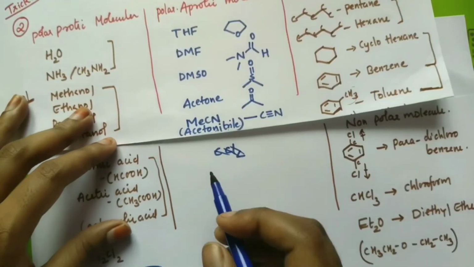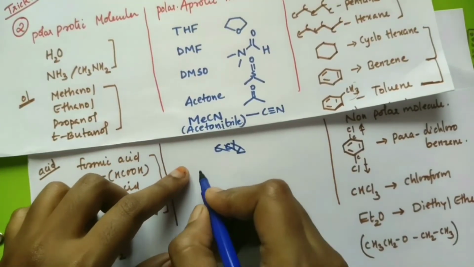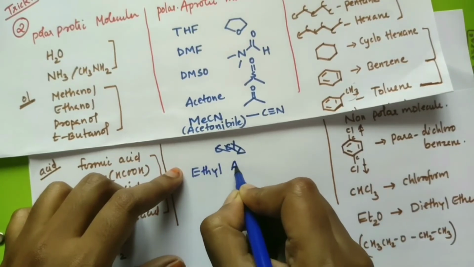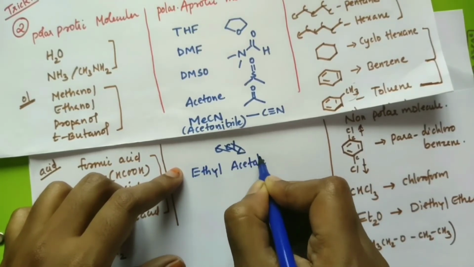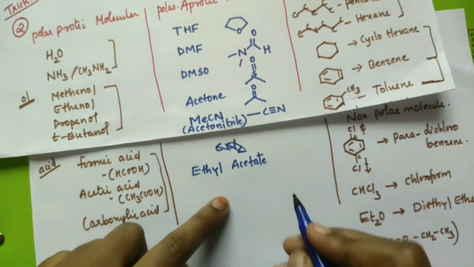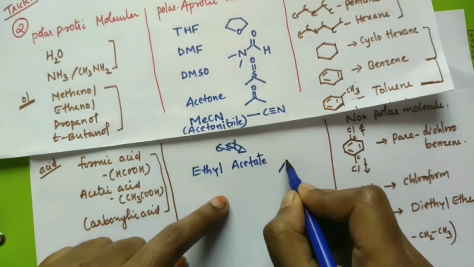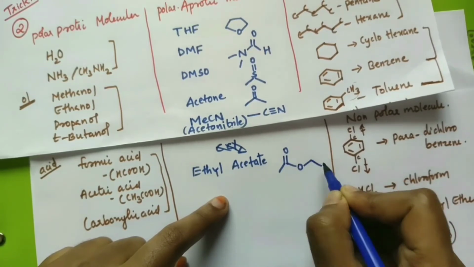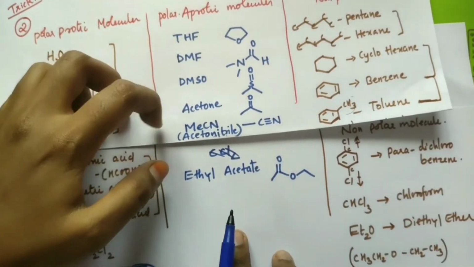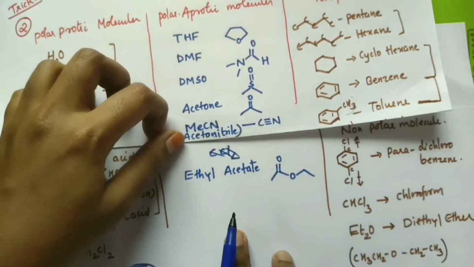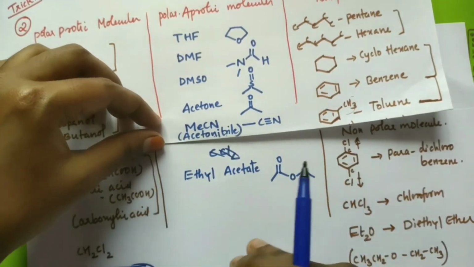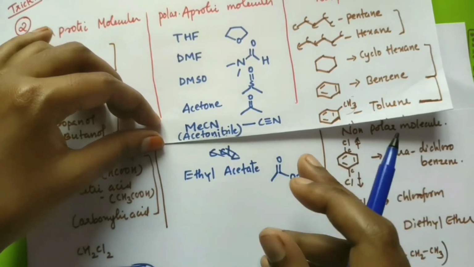Acetonitrile. And there is one more, ethyl acetate. Okay, friends, ethyl acetate, which has a structure like this. So these are the examples for polar aprotic molecules. Here the hydrogen bonding is absent, since no hydrogen is directly attached to an electronegative group.